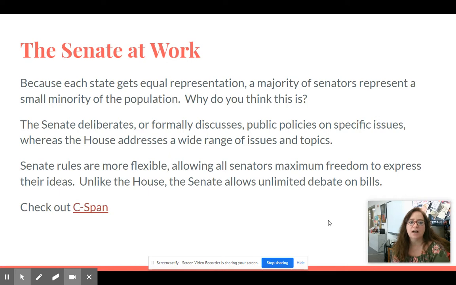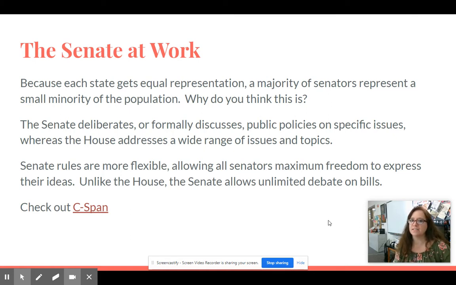All right, because each state gets equal representation, a majority of senators represent a small minority of people. And why do you think that is? Well, think about when we talked about Congress, we're in the 2nd Congressional District. So the people in South Central Wisconsin, Madison, Janesville, Monroe, we vote for one person to represent us in the House of Representatives. And that person will actually come back and work with constituents here in the state of Wisconsin on his off time, and then bring back issues that he or she feels is important to the House.